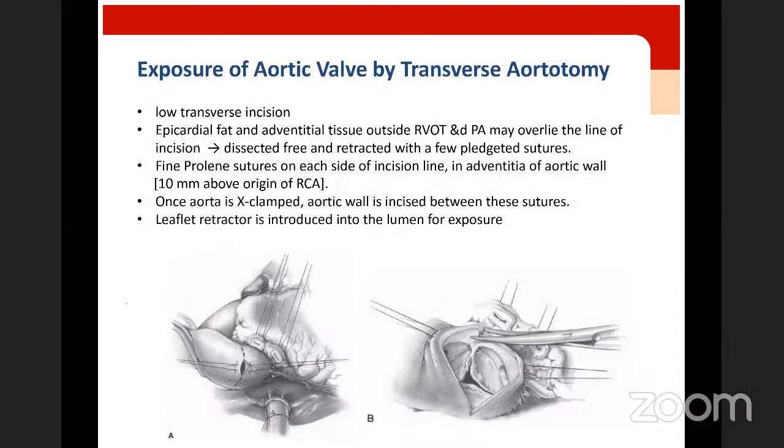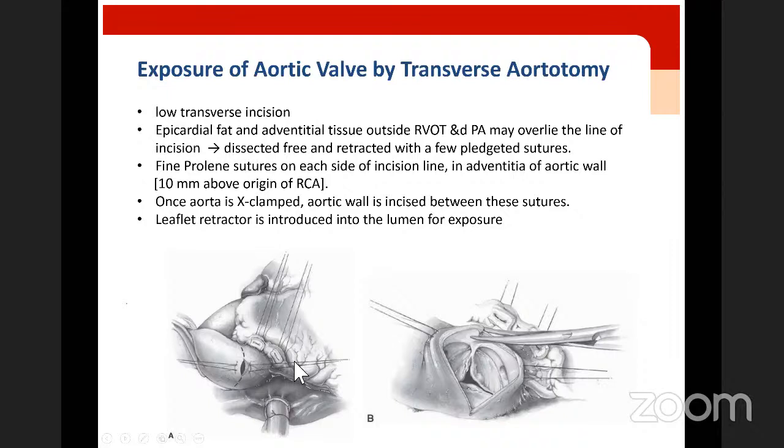All right, one way of exposing the aortic valve, we are still approaching the aortic valve. One way of exposing the aortic valve is by transverse aortotomy. We have two, the transverse and the oblique aortotomy. A low transverse incision is perhaps the most commonly used and preferred by many surgeons. There's epicardial fat outside the RVOT, as you can see here, and the pulmonary artery may overlie our desired line of aortic incision. So they need to be dissected free and retracted away from the aortotomy site with a pledgeted suture.